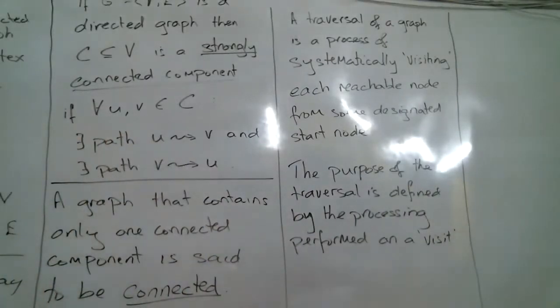What we do when we visit is really what defines why we're doing this traversal. So in the example I gave you, we're just trying to discover what we can reach. In that case, what we're doing on our visit is just marking a node. Question?